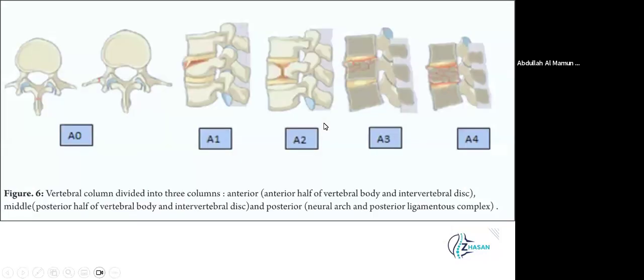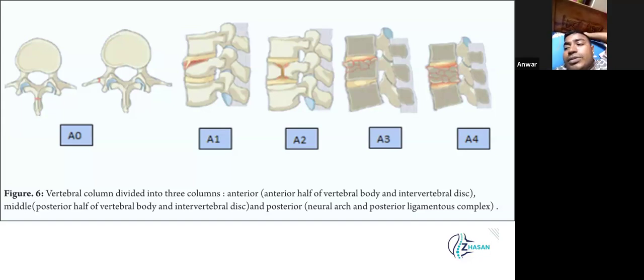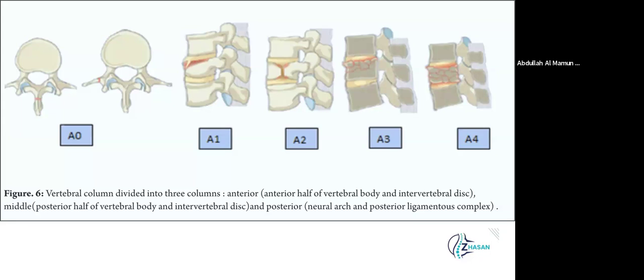So if we recapitulate, this is A0, the transverse process or spinous process fracture. A1 is the superior end plate fracture, A2 both end plate fracture, A3 superior end plate fracture with posterior vertebral wall involvement, and A4 both end plates injured along with the posterior vertebral wall. So this is A-type injury. Can you understand me? Yeah.